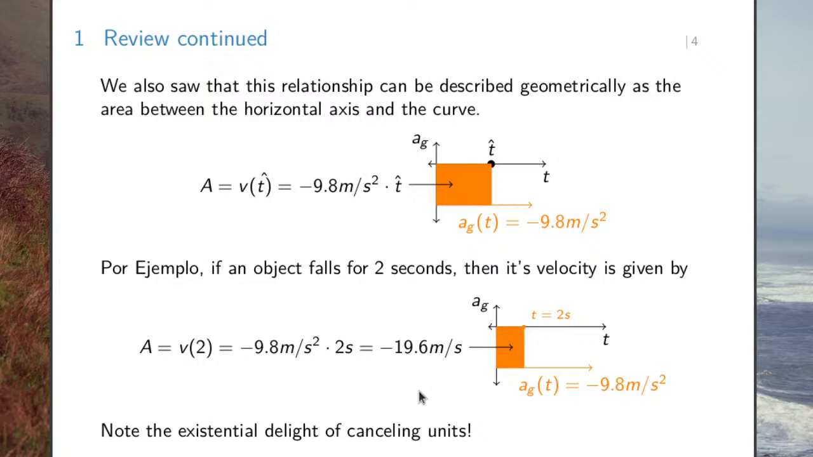What's also beautiful is the existential delight of canceling units. This all makes sense. If we multiply this acceleration, meters per second squared, times a time in seconds, the seconds will cancel and we'll be left with meters per single second, not seconds squared. It's good stuff.